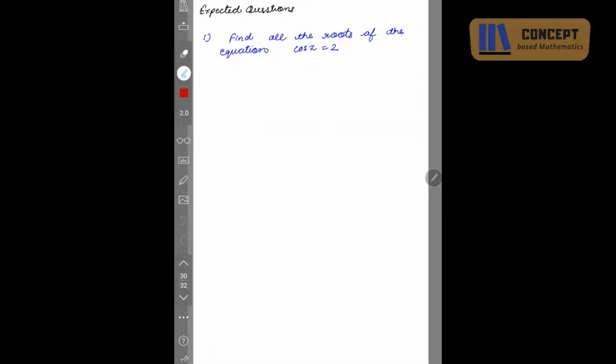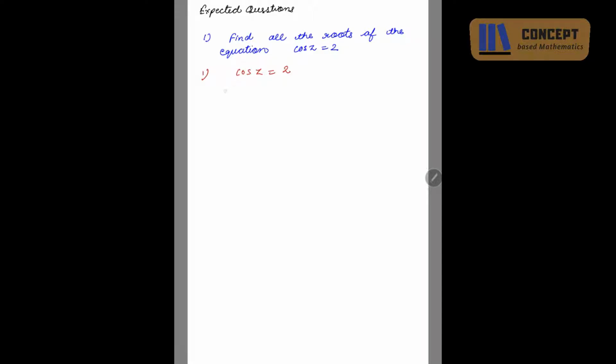Hello. There are two very important questions which need to be discussed. First one is, find all the roots of the equation cos z is equal to 2. Cos z is equal to 2. We know that cos z is e raised to the power iota z plus e raised to the power minus iota z over 2, is equal to 2.